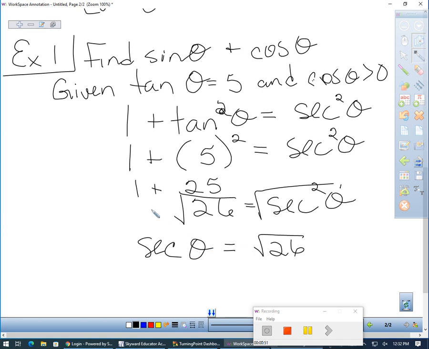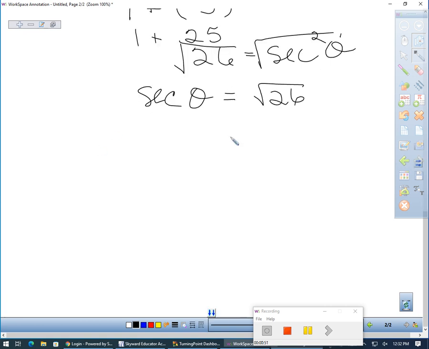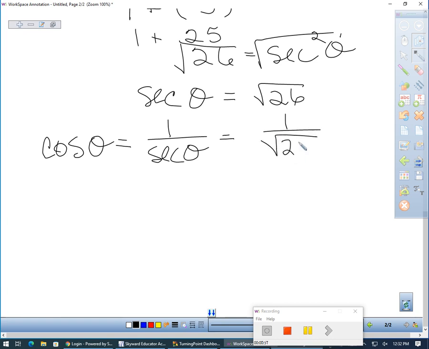How does that help us find sine or cosine? What is secant? 1 over cosine, absolutely. Or if we were finding cosine, cosine theta equals 1 over secant theta. So in this case, our cosine theta is 1 over the square root of 26. All right, so we found cosine. Are we good with finding cosine?